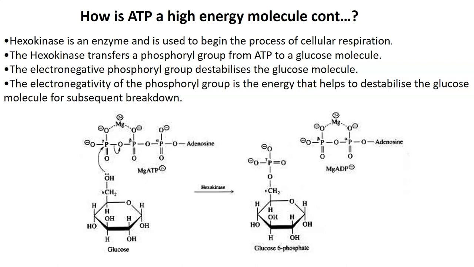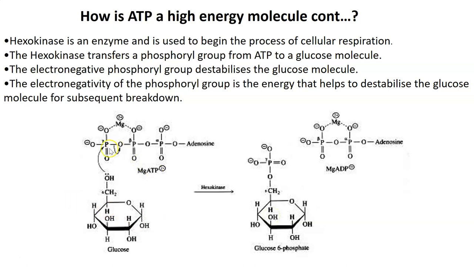So just to illustrate the point that I was making before, in the previous slide, this is hexokinase. This is the first enzyme in the glycolysis pathway. Like I said, it's a kinase, so it's an enzyme which phosphorylates. In this case, hexokinase phosphorylates a glucose molecule. So here's a glucose molecule, and we've added a phosphate group. So this hexokinase has phosphorylated this glucose molecule.